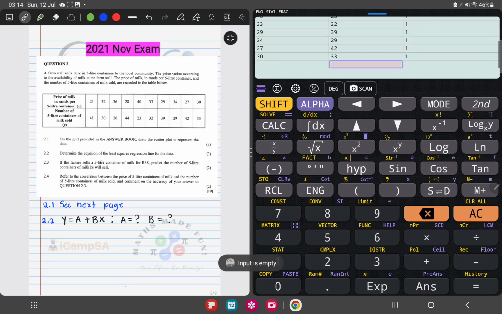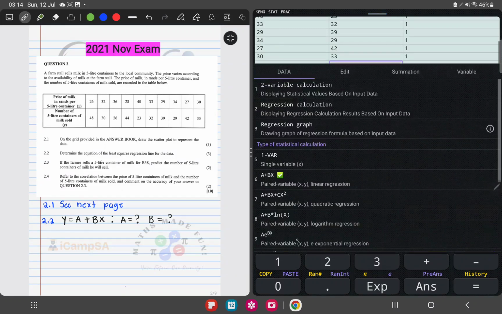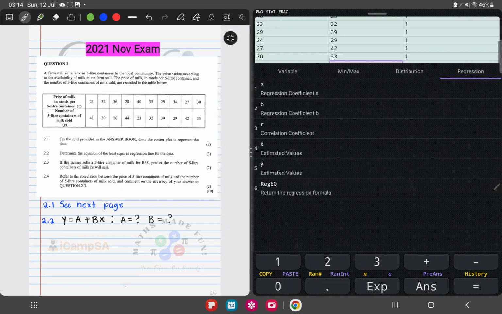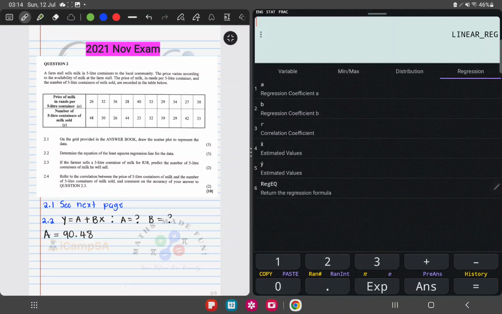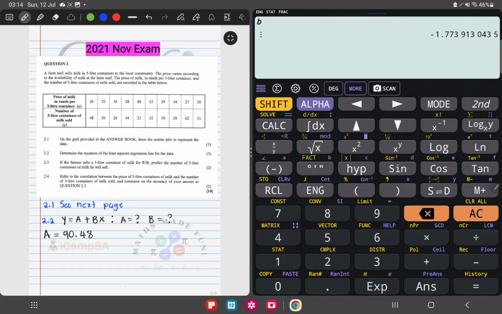Right. So now that we have this done, we can go and look at our values for A and B. So shift, we go to regression, then that is our value for A. As you can see, our value for A we are finding is 90.48. Okay, and then let's go for B. The value for B is -1 point, if you observe carefully, 77.